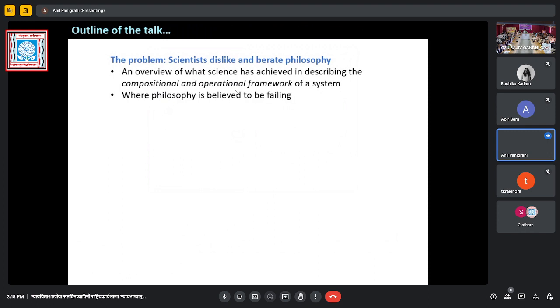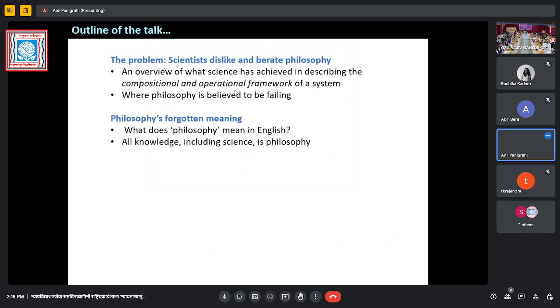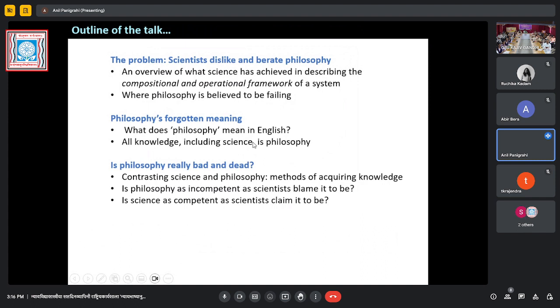And we will also be talking about where philosophy is believed to be failing. Then we'll transition into the meaning of the term philosophy, especially what it means in English. And we will see that the etymological meaning of philosophy includes science. We shall then reflect upon the scientists' view about philosophy being dead, being bad, being useless.